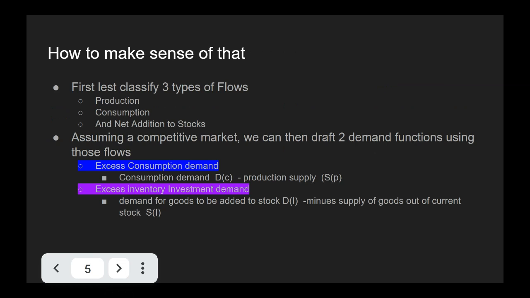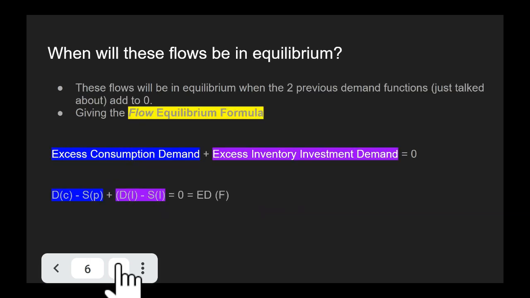Assuming a competitive market, we can then draft two demand functions using those three flows. The first demand function is the excess consumption demand, which is consumption demand D of C minus production supply S of P. And the second function is excess inventory investment demand, demand for goods to be added to stock D of 1 minus supply of goods out of current stock S of 1.